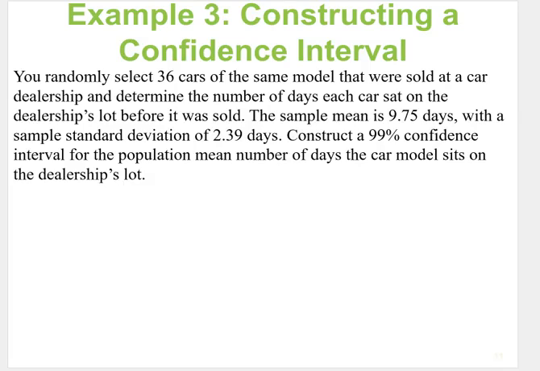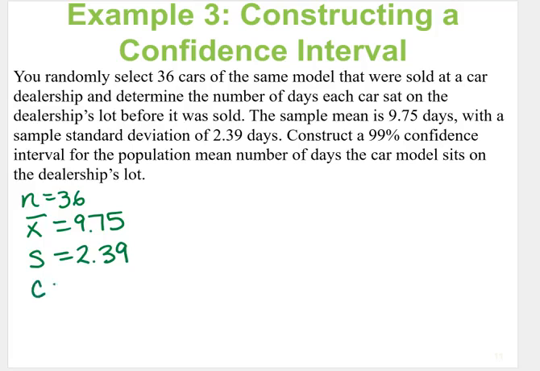All right, so first step I'm going to do is go through and read and find all the important pieces of information. So the first thing I see is that N is equal to 36. I see that the sample mean, so the X bar, is 9.75. A sample standard deviation, so my S is 2.39. My C is 0.99. And then I can look up my critical value for that 99%. So I'm going to go to my 99% column.